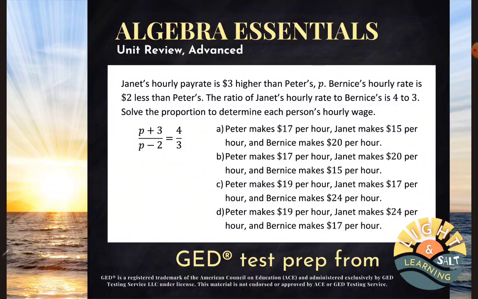So Janet's hourly pay rate is $3 higher than Peter's, P. Bernice's hourly rate is $2 less than Peter's. The ratio of Janet's hourly rate to Bernice's is 4 to 3. Now, all of that sounds like a lot of information, but look: solve the proportion to determine each person's hourly wage. It might have been a challenging word problem to understand, but I know how to solve a proportion, so I'll at least start there, and then we can try to make sense out of what we find.